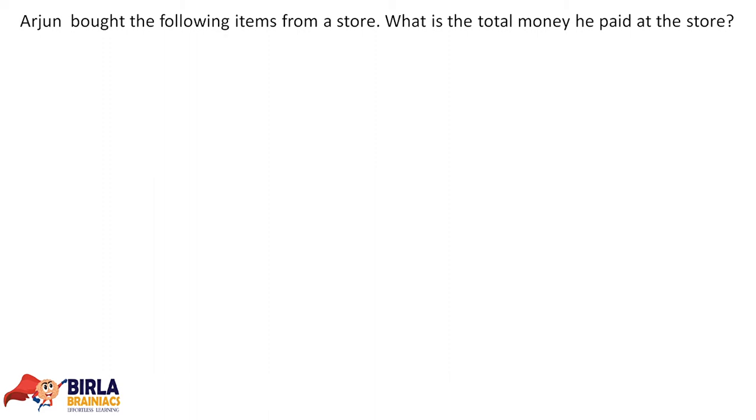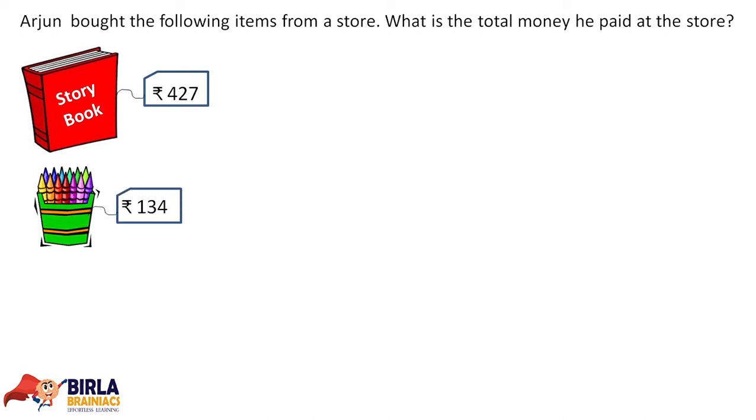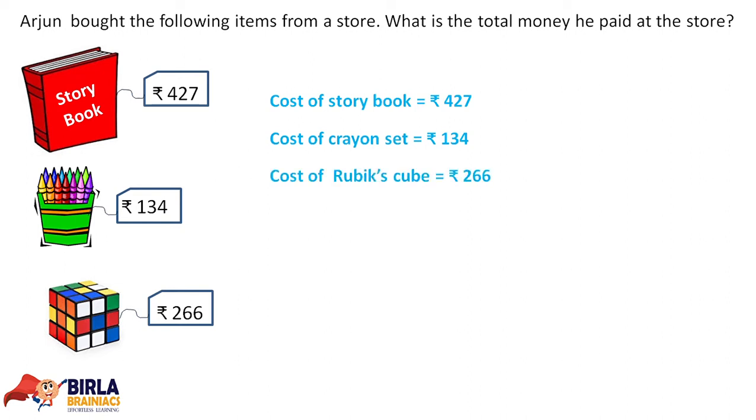The question is this: Arjun bought the following items from a store. What is the total money he paid at the store? Let us see what he bought. He bought a storybook for rupees 427. He bought a set of crayons for rupees 134, and he bought a Rubik's cube for rupees 266. Now how much money did he pay at the store? The question is that. So first let us write all the details. Cost of the storybook rupees 427, cost of the crayon set rupees 134, cost of the Rubik's cube rupees 266.